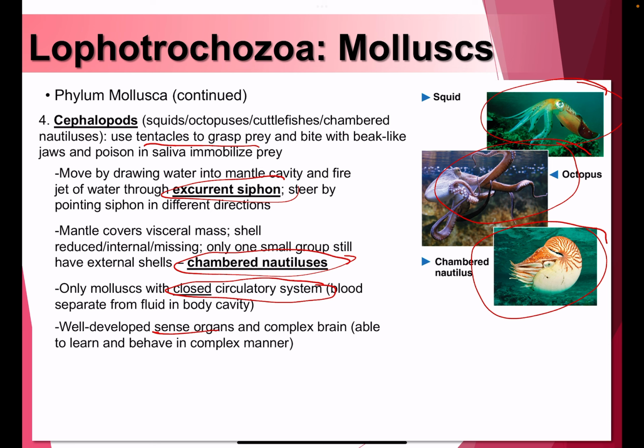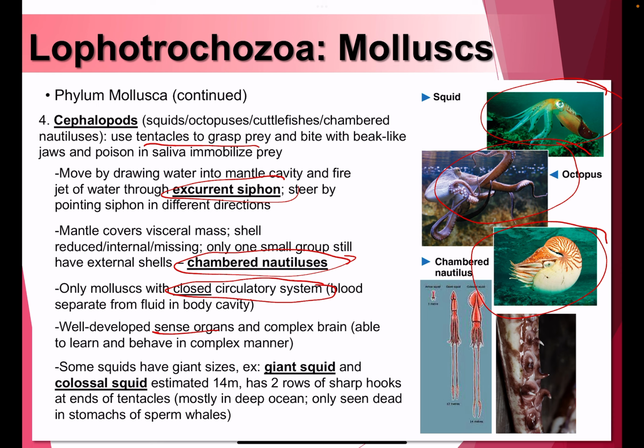exhibit those behaviors. Some squids scarily have giant sizes. Most squids we see are palm size or a little bigger than our palm, but there are humongous squid out there, and there are two species of them that have been found in nature. One is called the giant squid, one is called the colossal squid. They are estimated at around 14 meters. Here's that little squid that we usually see. Here's the giant squid. Here's the colossal squid, super humongous.